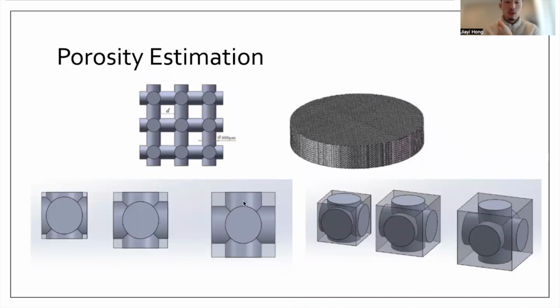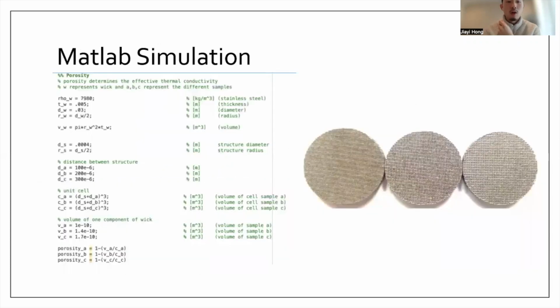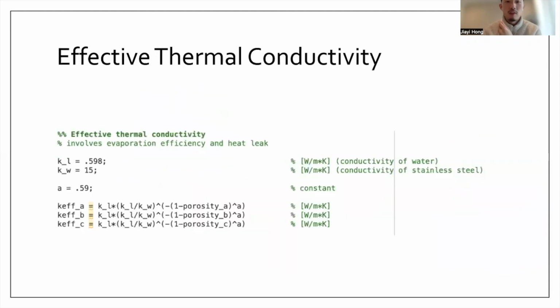Now, I took this structural component and redimensioned it to each sample size, and I placed it in a unit cell to determine the amount of volume that this individual component took, and I was able to go about it that way to find the porosity. So looking back at the code, here's all the different dimensions and variables I used to get to my porosity value.